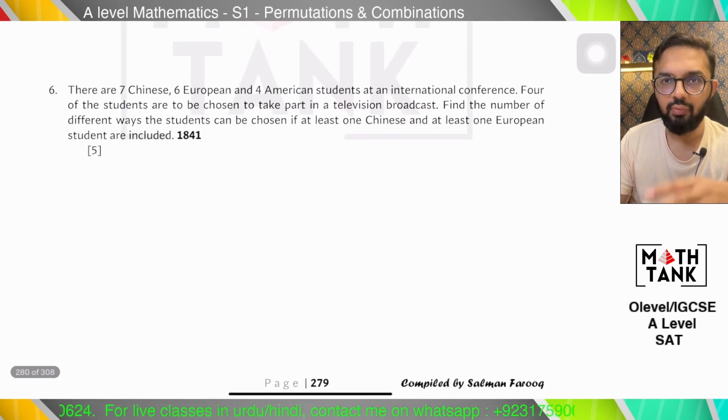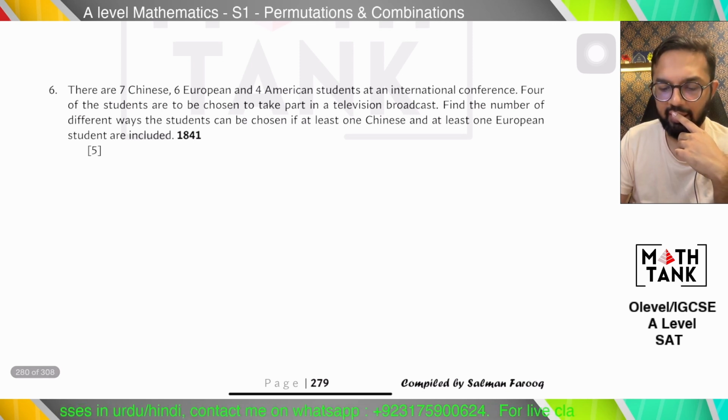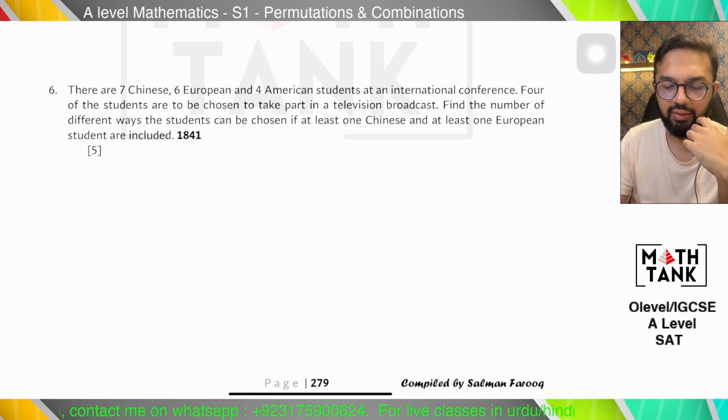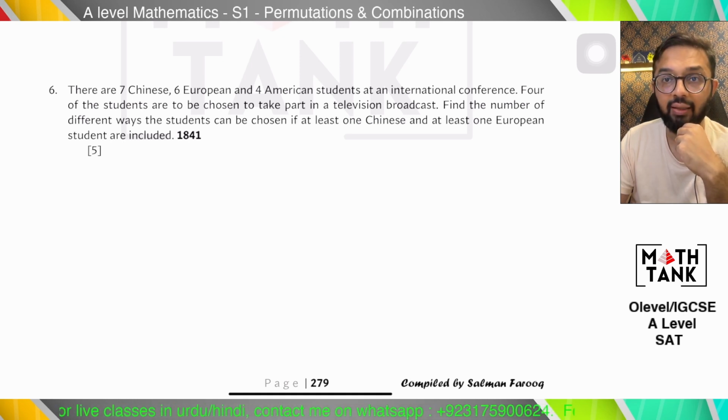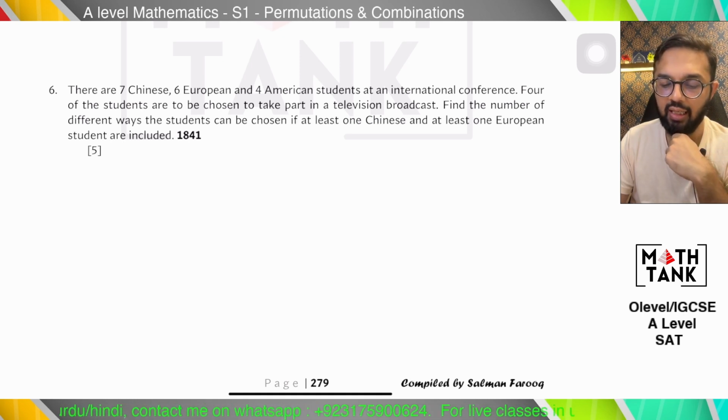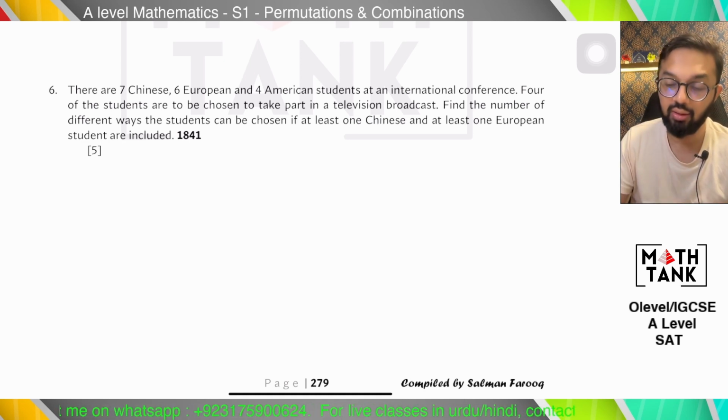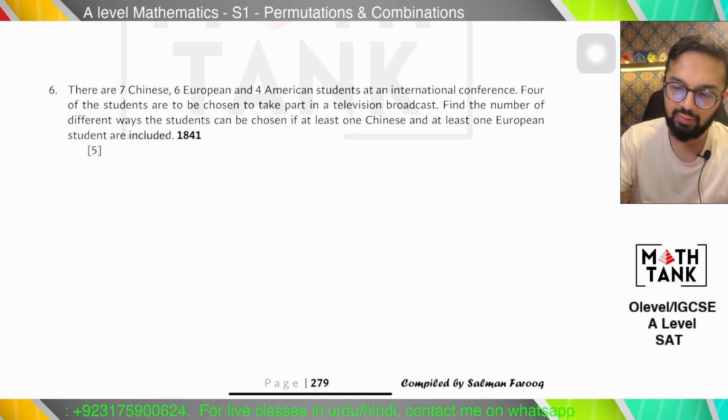Okay. Let's talk about this one. There is also an AS level math question. It's 5 marks. Let's see what it says. There are 7 Chinese, 6 European, and 4 American students at an international conference. 4 of the students are to be chosen to take part in a television broadcast. Find the number of different ways the students can be chosen if at least one Chinese and at least one European student are included. So there's a restriction. So let's first split them up.